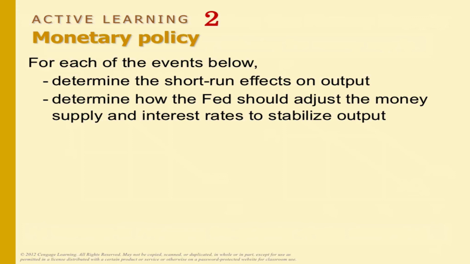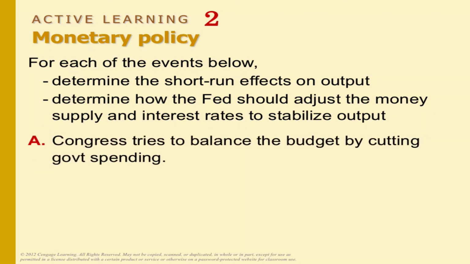All right. So right now we're just considering what monetary policy action should be taken. Okay? You've got to tell me what is the short run impact on output. Another word for output is GDP. Okay? And what should the Fed do? Congress is going to try to balance the budget by cutting government spending. G's going to drop.